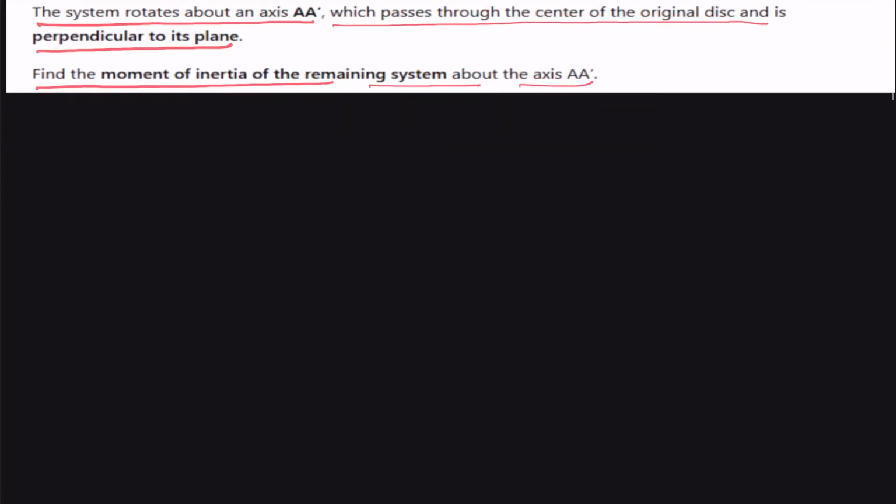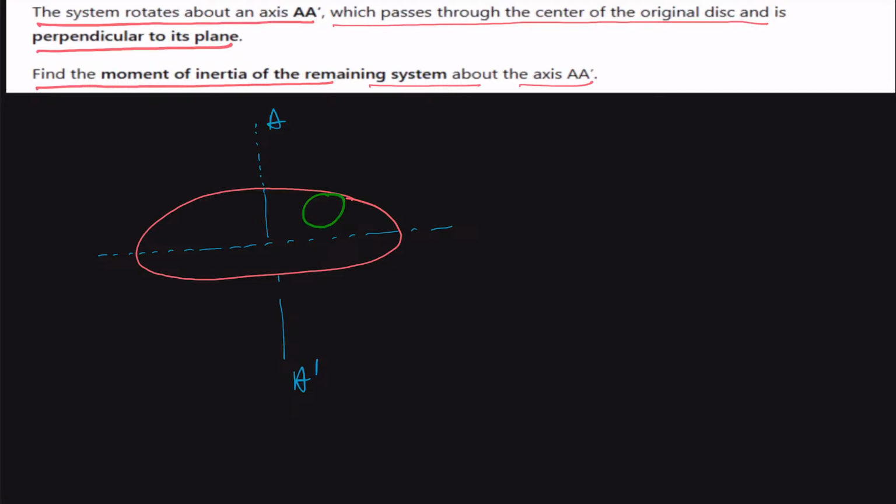So the basic figure is given to us. We have a disk, and then there is an axis, and this axis is A prime. And let me draw the axis. We are given that we have moved 2 disks. So one disk is somewhere here, and the other disk is somewhere here, and this is our origin, and this is our disk.